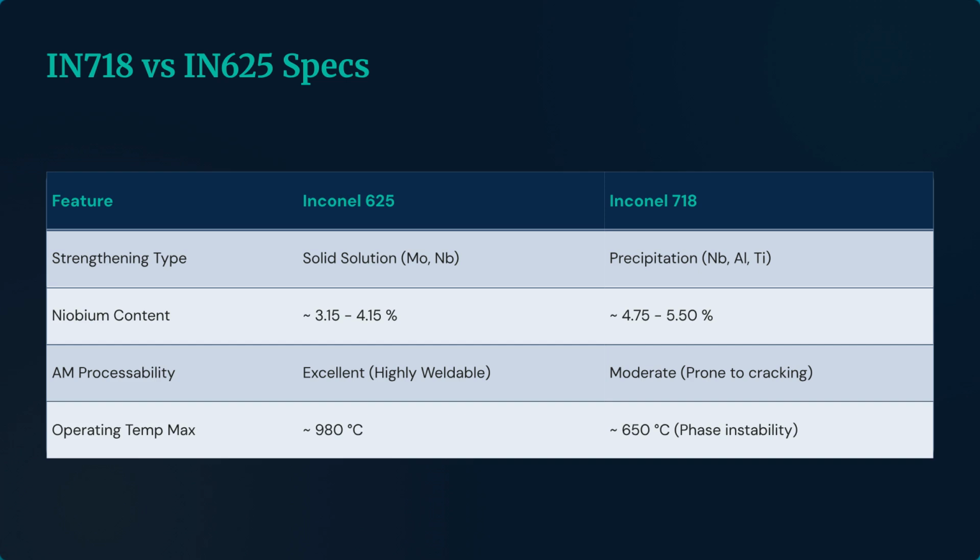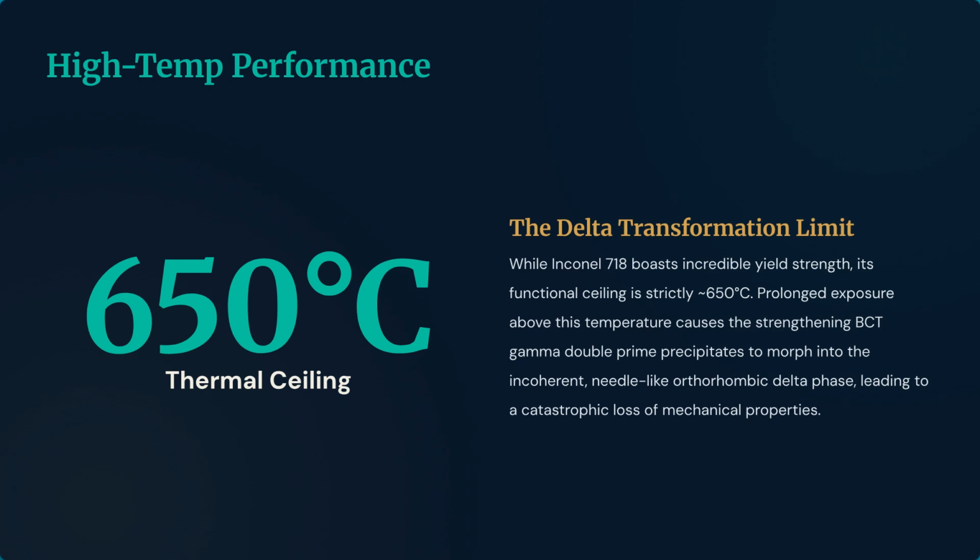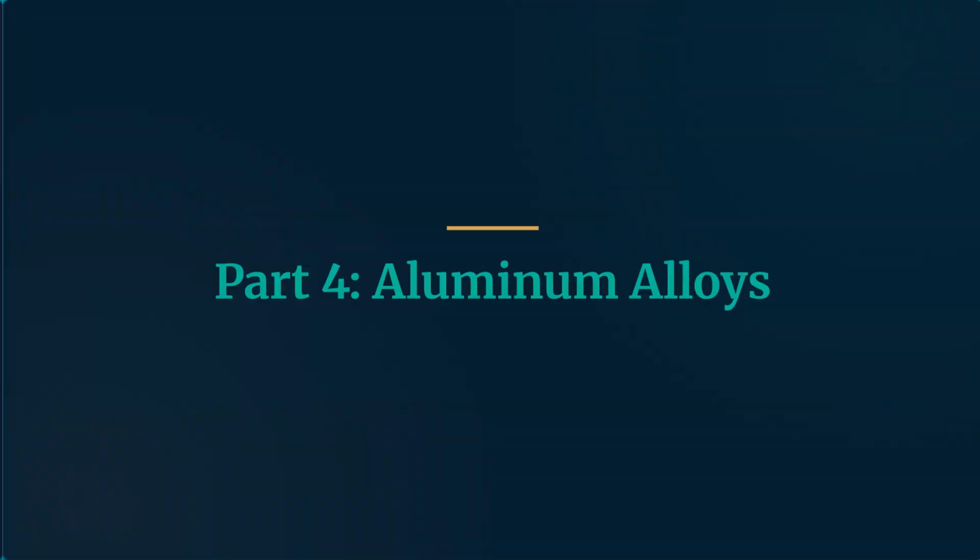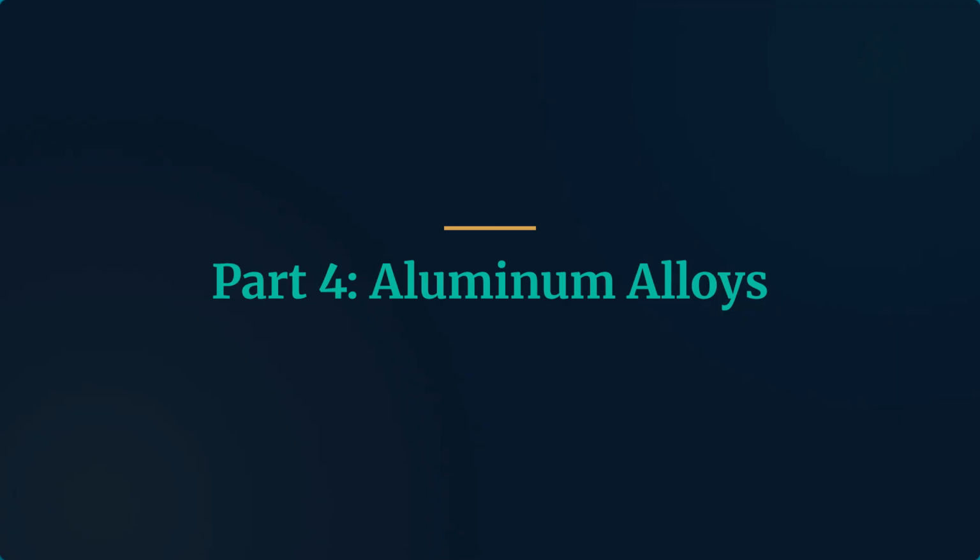This table provides a reference for the technical specifications of IN 718 compared to IN 625, highlighting their different material capabilities. A critical constraint for Inconel 718 is the 650 degrees Celsius thermal ceiling. Above this, the strengthening precipitates transform into a brittle delta phase. Moving to Part 4, we will examine aluminum alloys, discussing lightweight structural applications and the science of grain refinement.